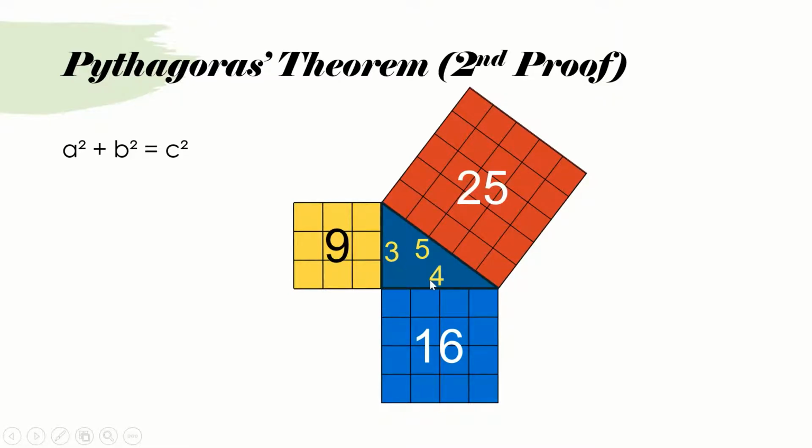So let's say this is 3, this is 4. So 3, 4, 3, the area of this square here will be 9 unit square, and the area of this square here will be 16 unit square. And 16 plus 9 will be equal to 25, and the area of this bigger square will be 25 square units, in which the side here will be 5.